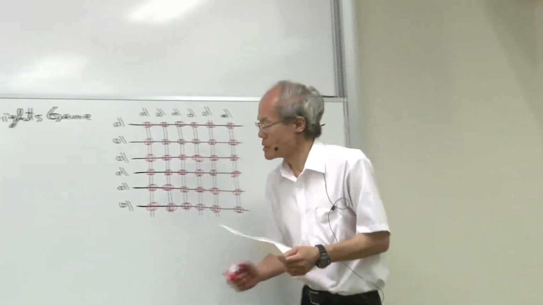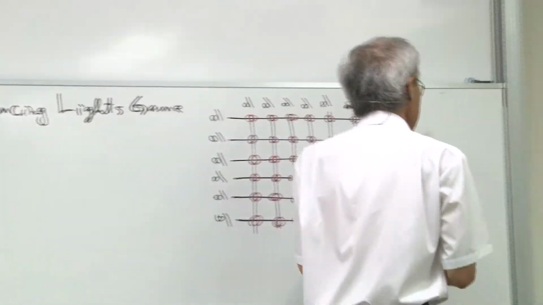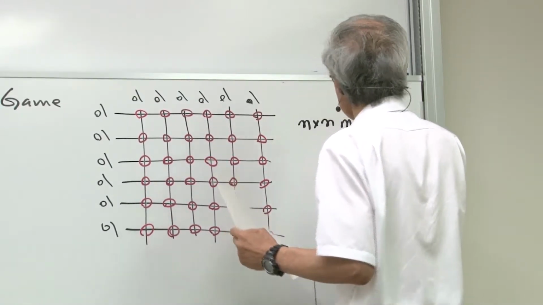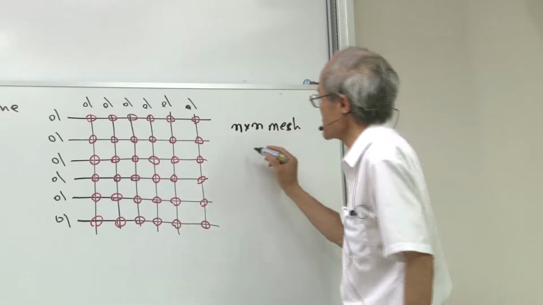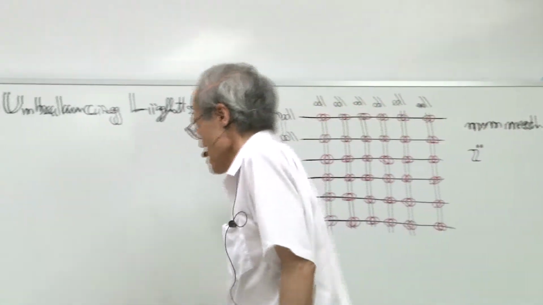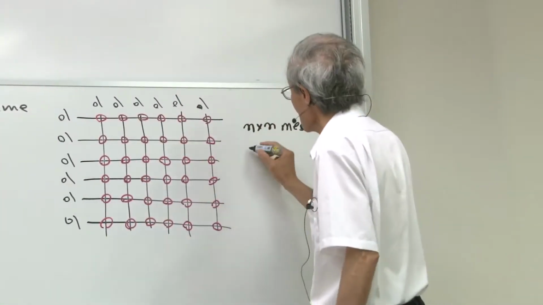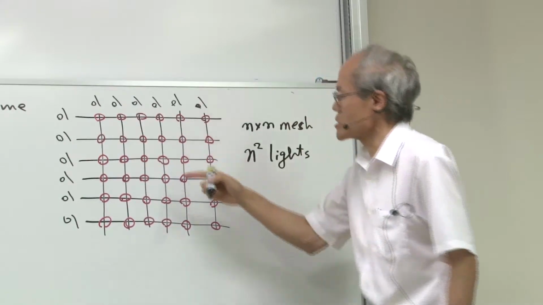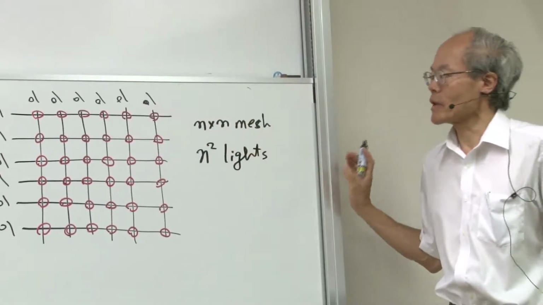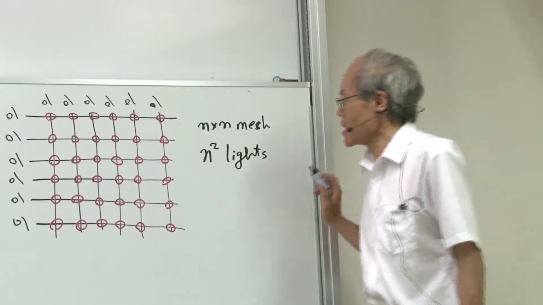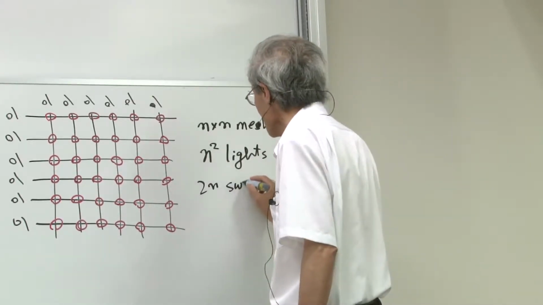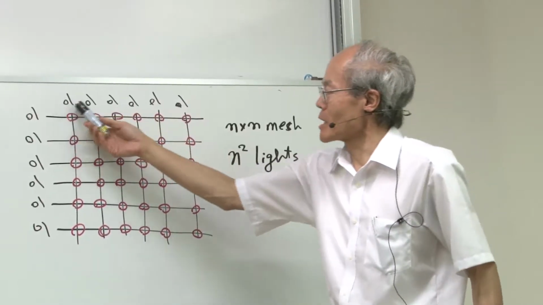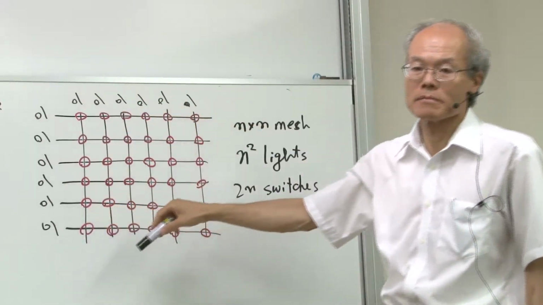We have an n by n mesh, and we have n squared lights, one at each grid point. Those red ones are lights. And 2n switches. This is a column switch. This is a row switch. Okay?